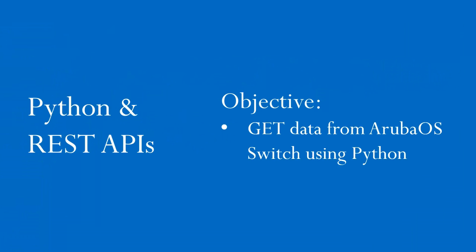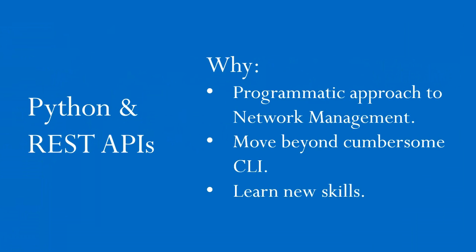The objective in this video is to get data from an Aruba OS switch using Python via the device's REST API. Now, why would we want to do that? Well, as networks scale ever larger and we see the explosion of IP-connected devices, there's a trend towards a more programmatic approach to network management. Basically, that means moving away from the cumbersome CLI commands and using code to manage the network.